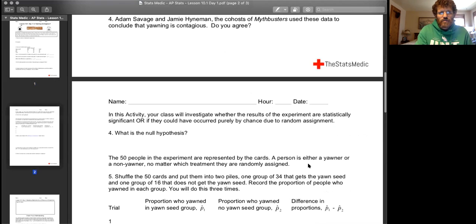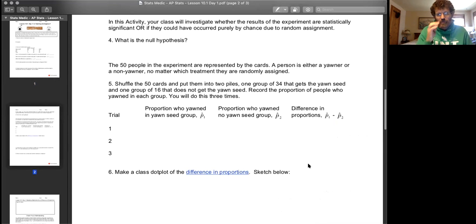Okay, so here's what we want to do to get started. We're going to do a simulation of this in a second, but you guys are getting off a little easy on this. You're not going to have to do the simulation. We're just going to walk through the simulation and then automate it a little bit.